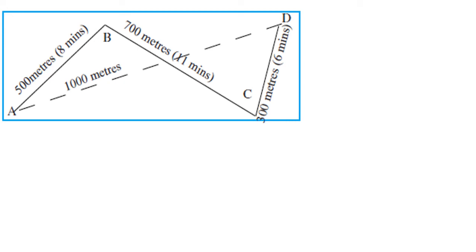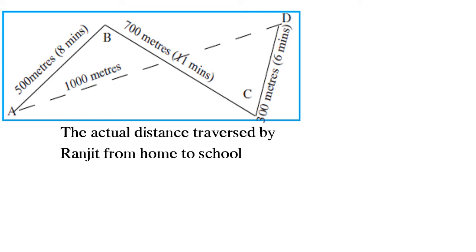Now here, from A to D, Ranjit is going to school from A to D. Now the actual distance traversed by Ranjit from home to school. Ranjit's home is at A and his school is at D. So the actual distance traveled by Ranjit from A to D: here the actual distance is going A to B, B to C and then C to D. So AB plus BC plus CD.